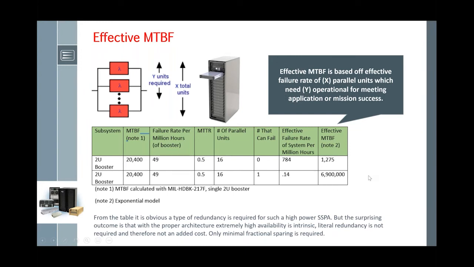Now, why is that the case? Well, the mean time to repair is the most significant variable. So what this is saying is that statistically, it's very unlikely that a second amplifier drawer will fail within the mean time to repair window.